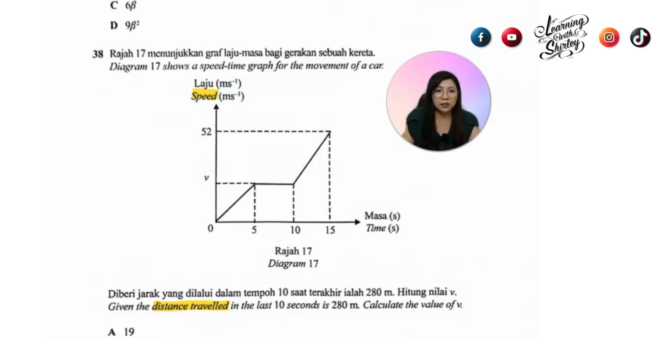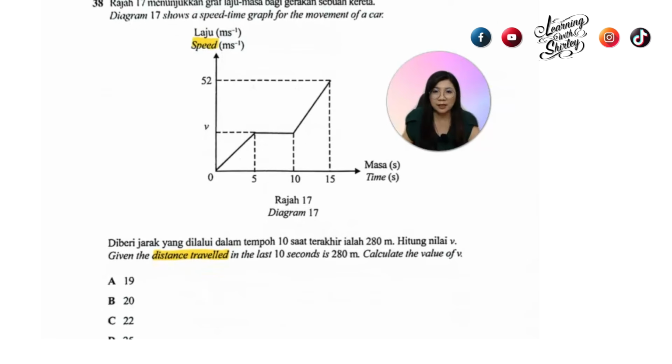Given the distance traveled in the last 10 seconds, last 10 seconds is where? From 5 seconds to 15 seconds, right? Yeah, the 5th second to the 15th second. So which means that we have to find this area. This area is a rectangle, then plus this other area, which is a trapezium. And these two areas equal 280.